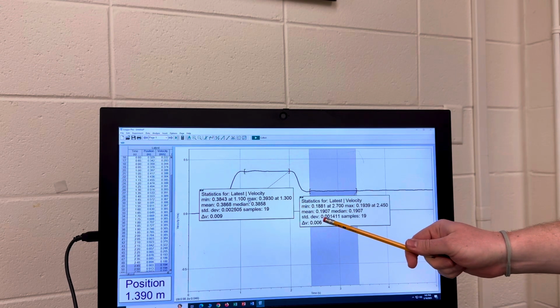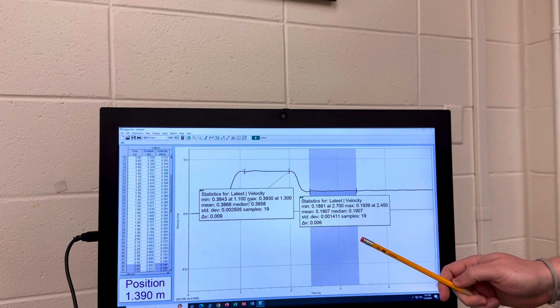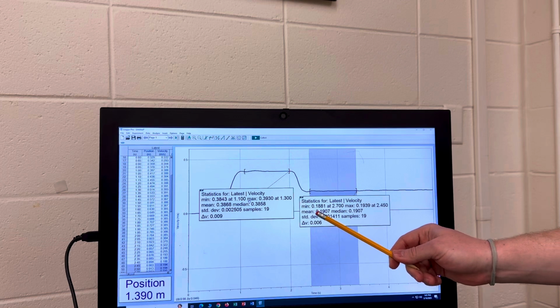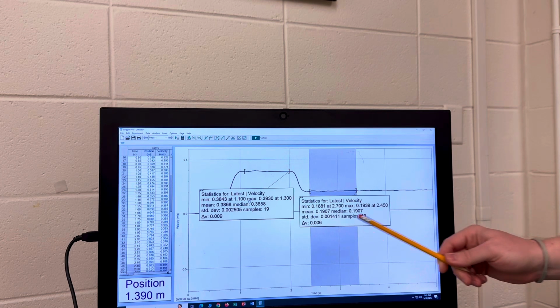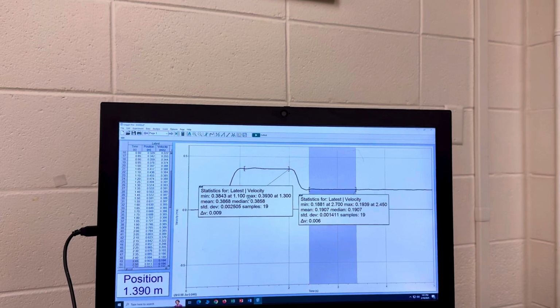And here we can see that our mean velocity during the second section of data I selected is 0.1907. 0.1907 meters per second is the final velocity. Now I won't zoom in on these every time. I'll simply read these off for our next 5 trials, but that is how we take data for this. So make sure to record the initial and final velocities.